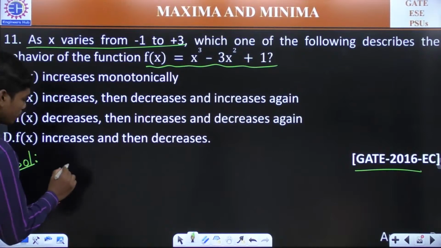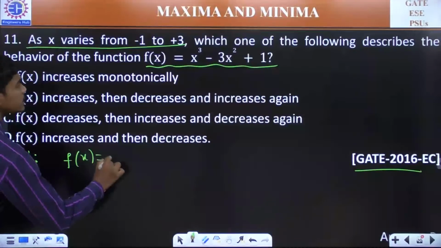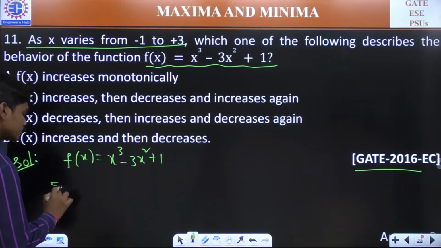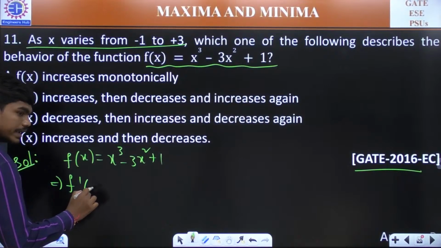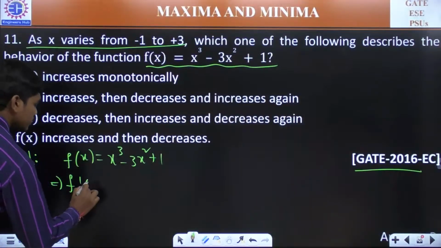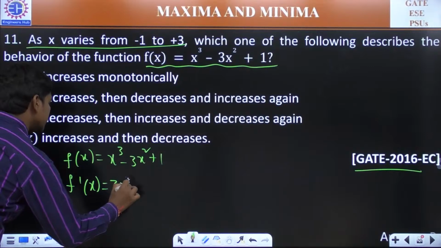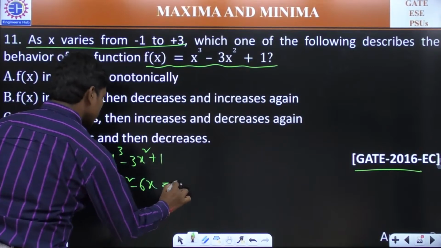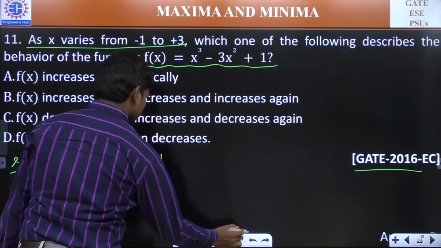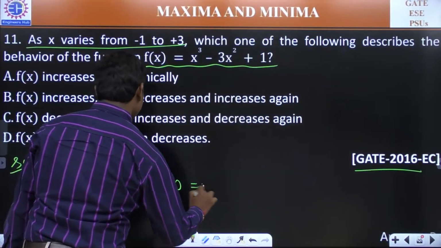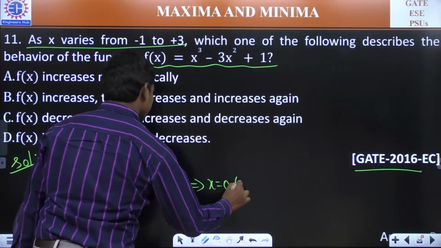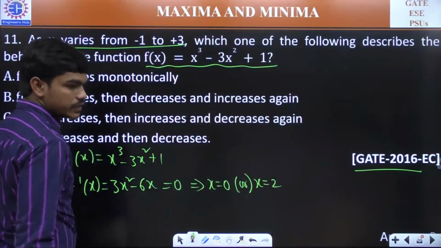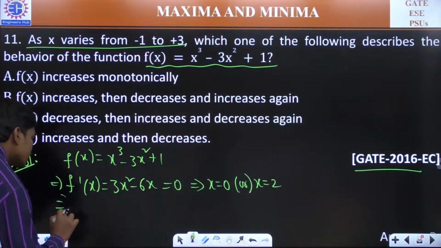So see here. What is this f of x? x cube minus 3x square plus 1. Correct? So this implies, Kalyani A, Mauli D. Okay, let me see what's the correct answer. What is f dash of x? 3x square minus 6x. Correct? Now, if you equate this to 0, you will be getting x is equal to 0 or x is equal to 2. And both these points lie here within this interval. Correct? Now, what is f double dash of x?